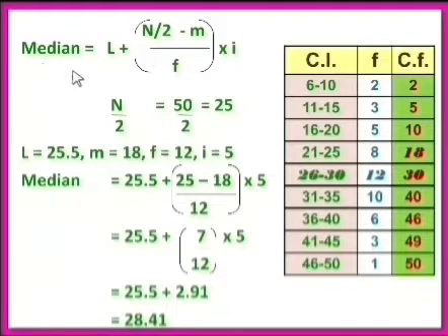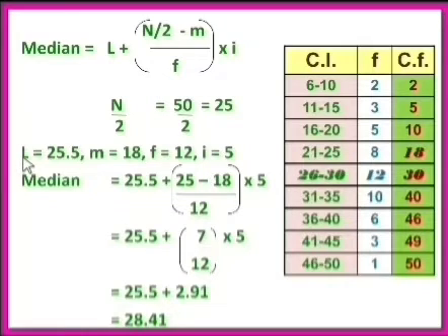The formula for median is L plus (n by 2 minus m) by f, into i. To find the median, first we have to solve n by 2. That is n by 2 equal to 50 by 2, that is 25. And we check where the value 25 is accommodated. 30 is greater than 25, so the value 25 is accommodated in 30. Therefore, the class interval 26 to 30, that row is selected.